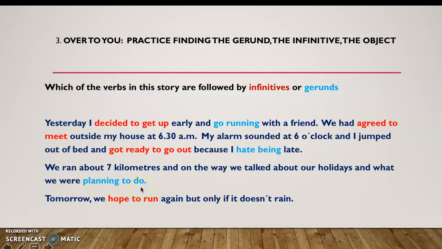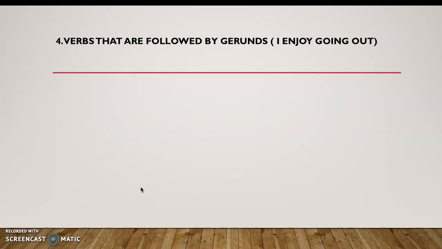Why? Now we're going to look at some of the verbs that are followed by infinitive or gerund. And these are the ones that you need to learn. These verbs are always followed by a gerund when they're in a sentence: admit, avoid, discuss, enjoy, miss, quit, and dislike. So let's have a look at some examples.